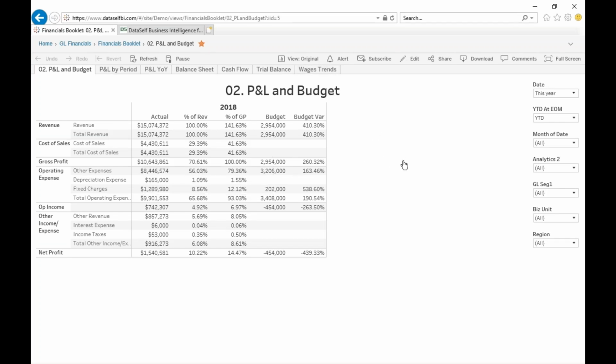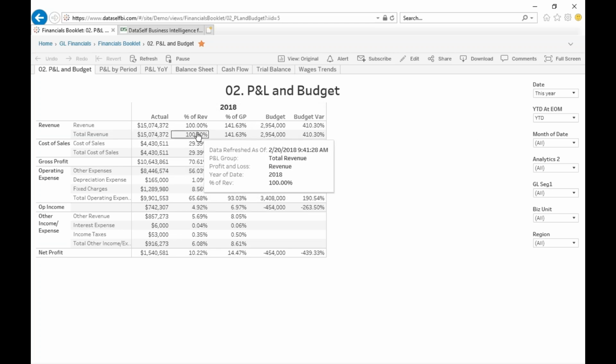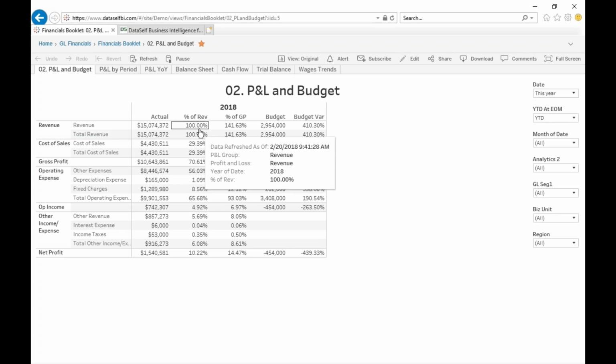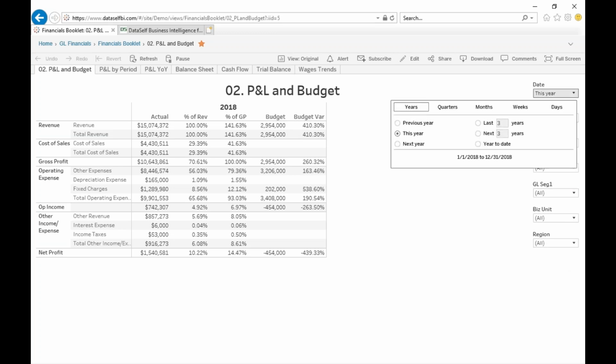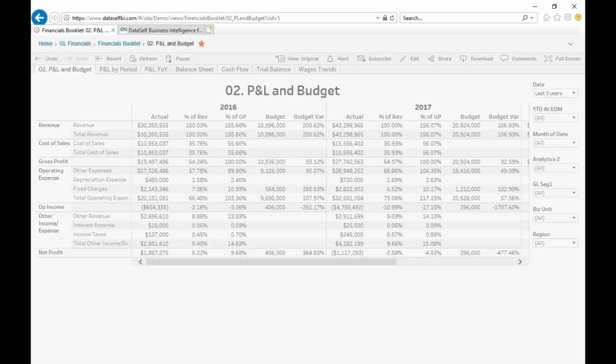This P&L shows information this year with actuals, percentages of actual versus revenues, and gross profit, as well as budget and variance versus actuals. Use these filters to slice and dice the data, such as selecting data for last year or for the last 2 years.